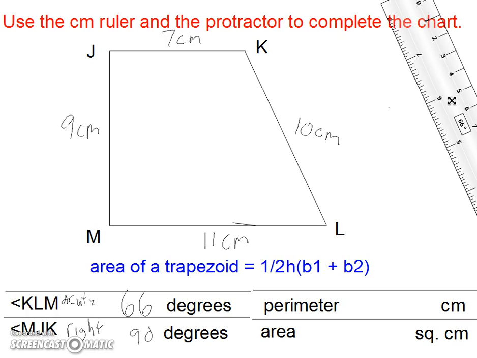Perimeter, I just need to add up all of the sides. I've got 10 plus 9, that's 19. 7 plus 11 is 18. Add those together, I get 37.